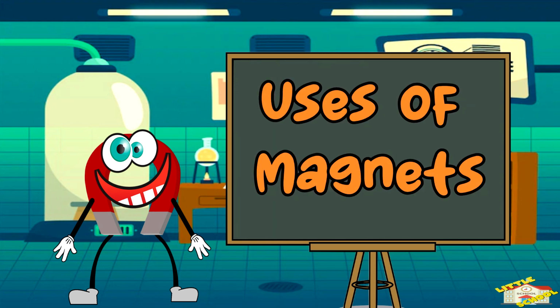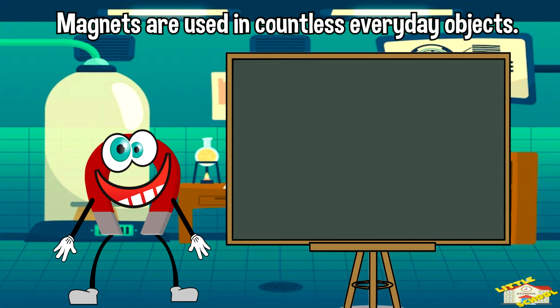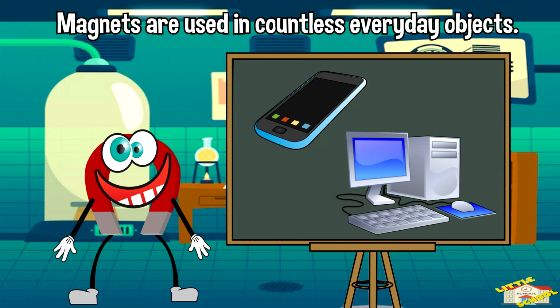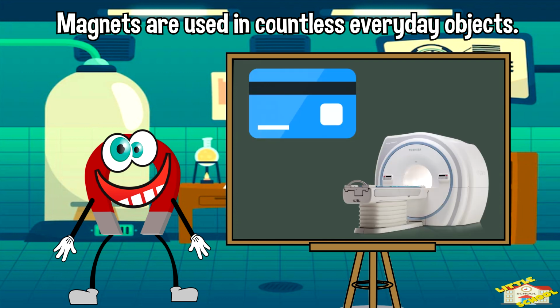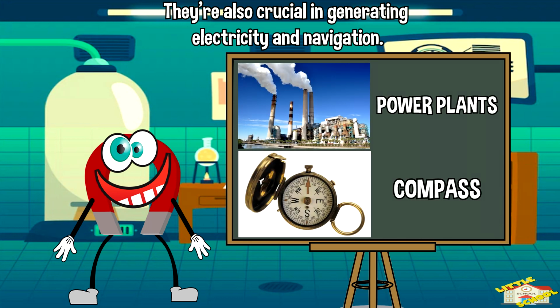Uses of magnets. Magnets are used in countless everyday objects, from your phone and computer to credit card strips and MRI machines. They're also crucial in generating electricity in power plants and even in compasses for navigation.